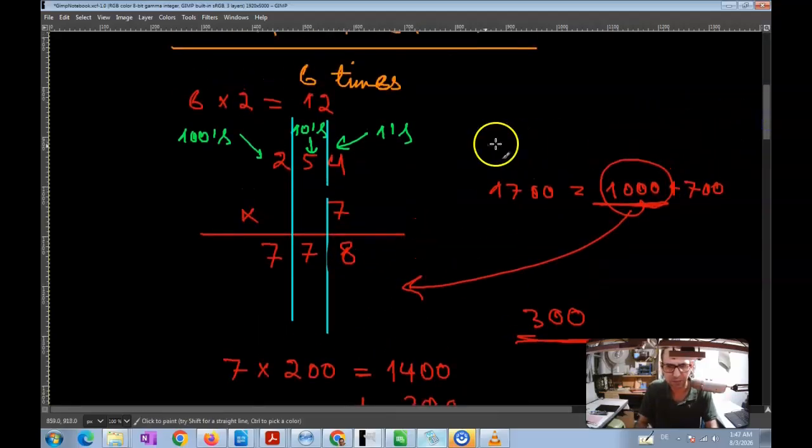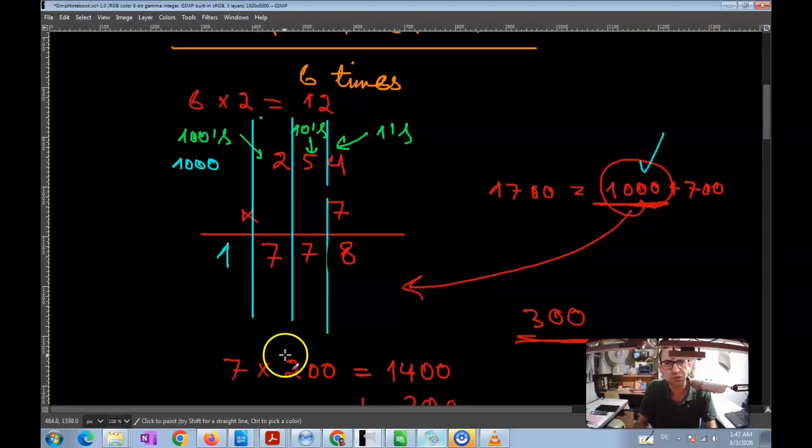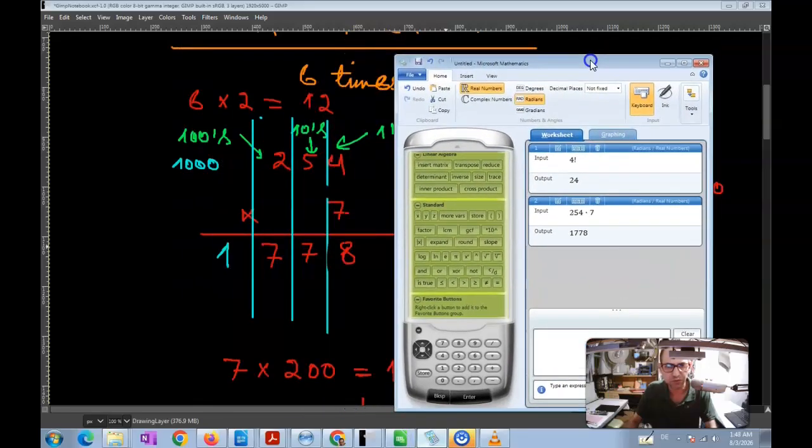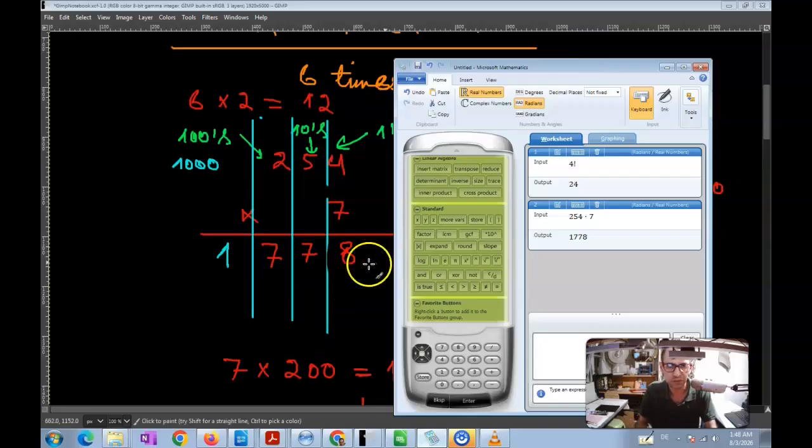And so what I need to do is that I will create another place value here, which is essentially the thousands place value. And if I put a 1 over here, that means that essentially 1 times 1000 is equal to 1000. So now my 1000 is also taken care of. And so the number now becomes essentially 1778. And if you do the calculation on a calculator, you have essentially 254 times 7 is equal to 1778, which is exactly right, right?